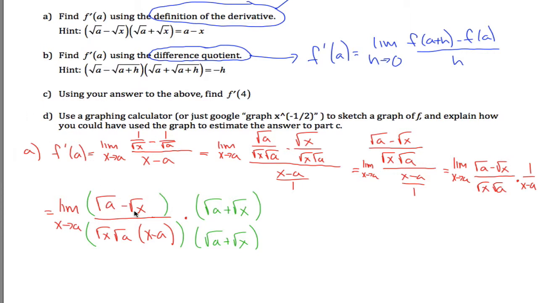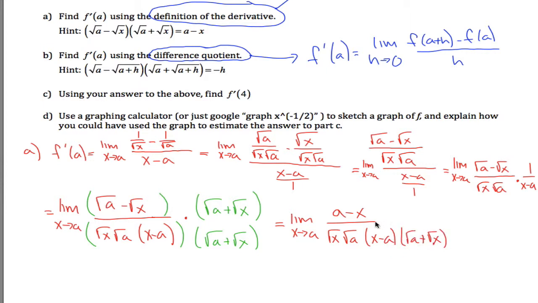And the reason I do that is, as the hint says, if you FOIL this all out, what you're left with is a minus x. Sorry, I should write limits. Sometimes I get a little lazy. This is the limit as x approaches a of, up top I just have a minus x. And on the bottom, you could multiply things together if you really want to. I'm not even going to bother. I'm just going to leave it as root x, root a, x minus a, root a plus root x.